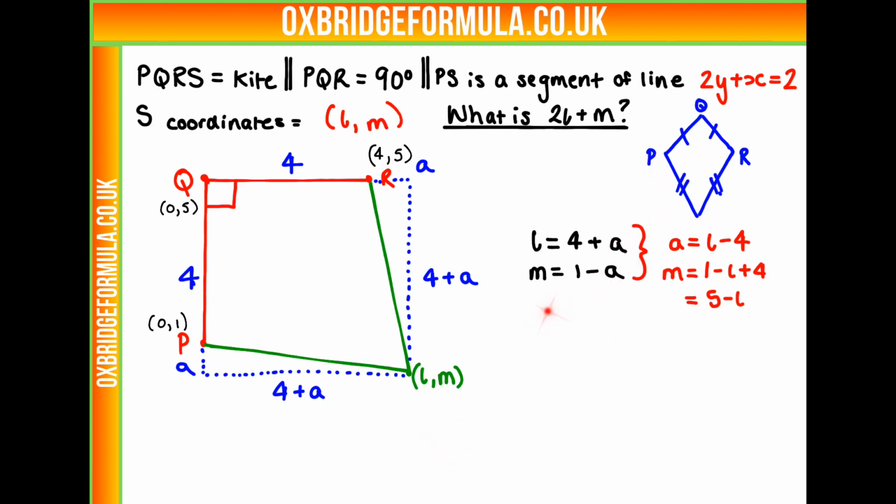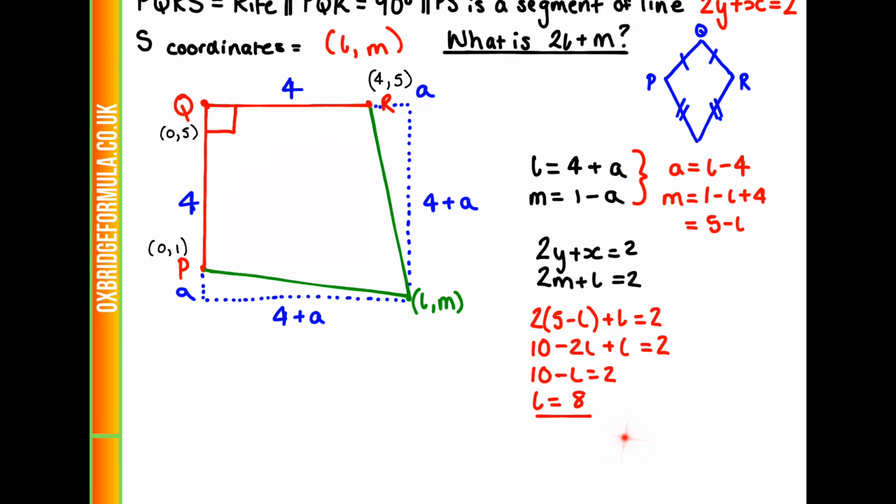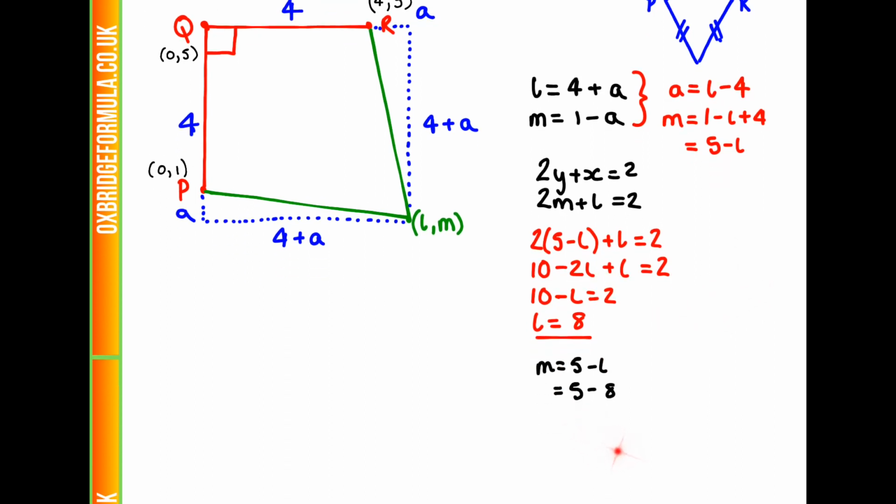Well, in the question, we know that (L, M) is a point on the line 2y + x = 2. So we can substitute our L and M into there. We've got 2M + L = 2, using the x and y coordinates from that point. And we know that M = 5 - L. If we substitute that in, we get 2(5 - L) + L = 2. 10 - 2L + L = 2, so 10 - L = 2, or L = 8. So we have a value for L. From there, we can substitute it back into M = 5 - L, which is just 5 - 8, or -3.